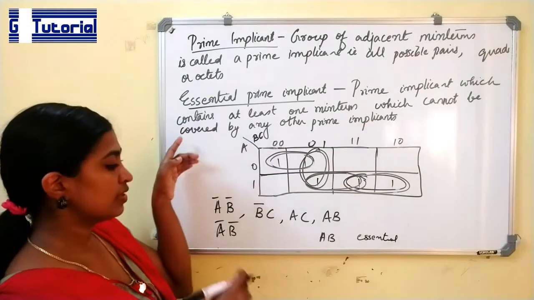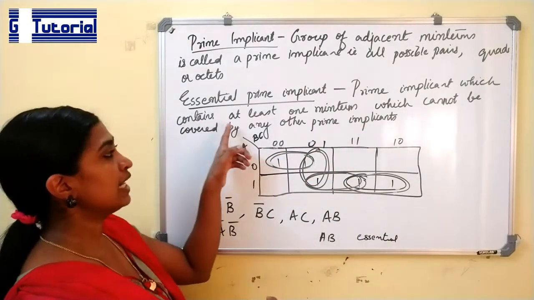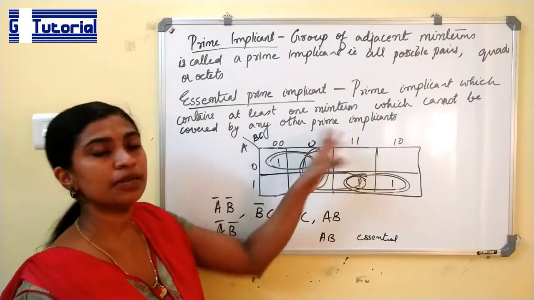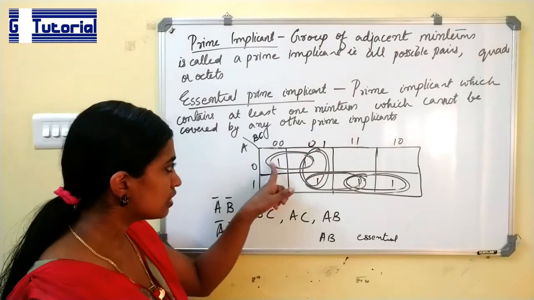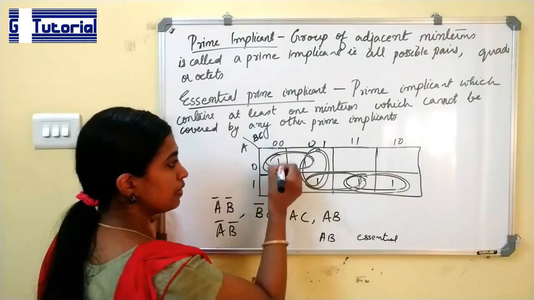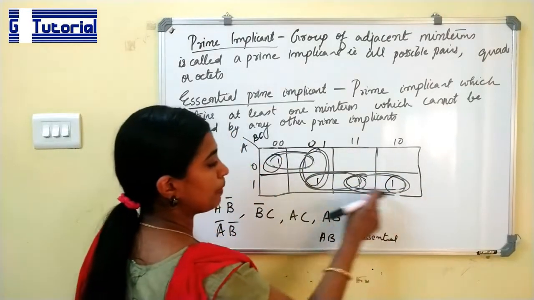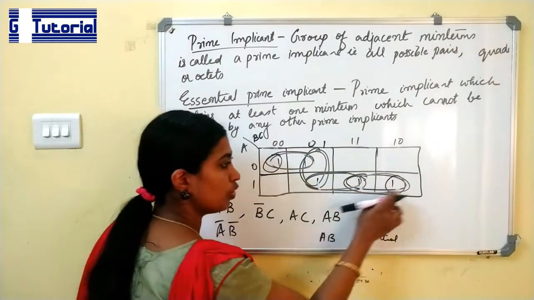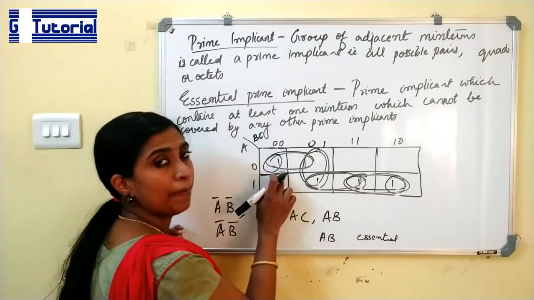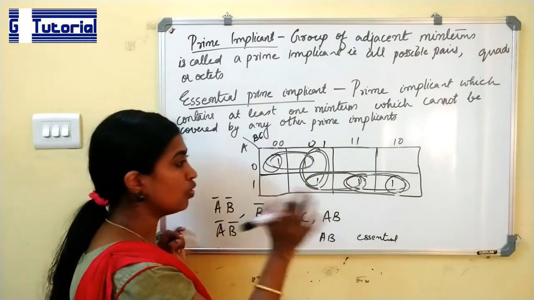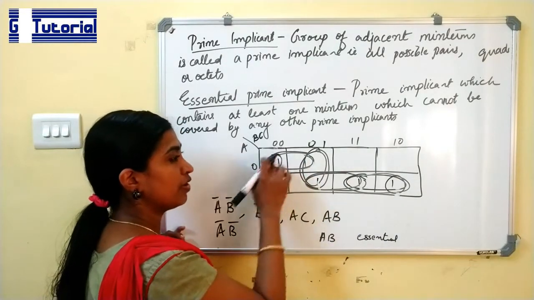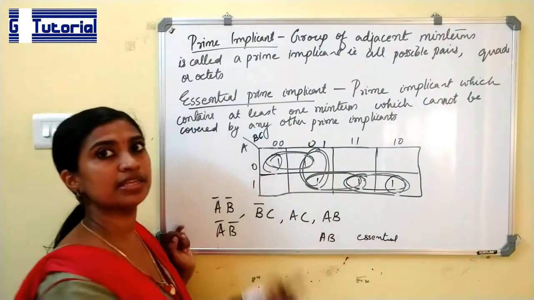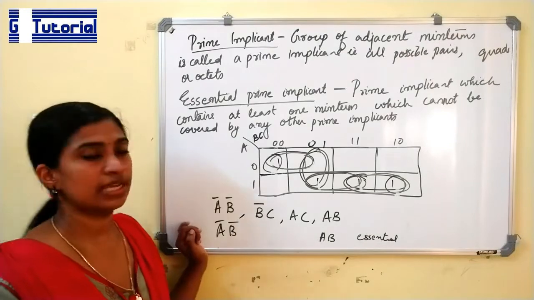These are prime implicants which contain at least one minterm which cannot be covered by any other prime implicant. This minterm and this minterm do not take part in pairing with the others. So only one possible pair or quad or octet is possible. So if the prime implicant contains such a minterm, then it is called an essential prime implicant.